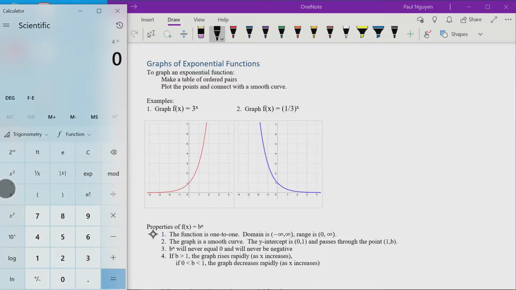Here are some properties of b to the x. The function is 1 to 1. The domain goes from negative infinity to positive infinity. The range is from 0 to infinity. The graph is a smooth curve. The y-intercept is (0, 1), and it passes through the point (1, b). b to the x will never equal 0 and never be negative. If b is greater than 1, the graph rises rapidly. If b is between 0 and 1, the graph decreases rapidly.